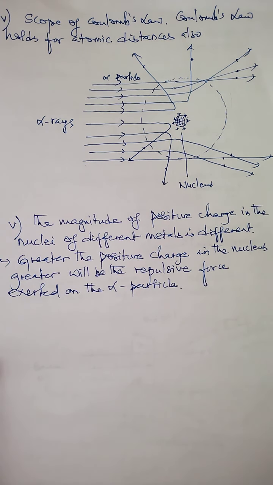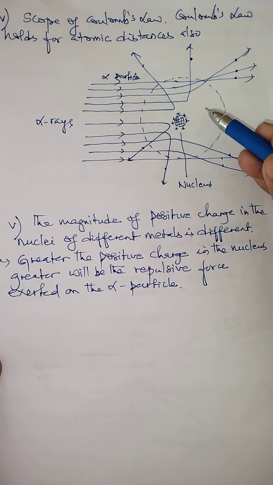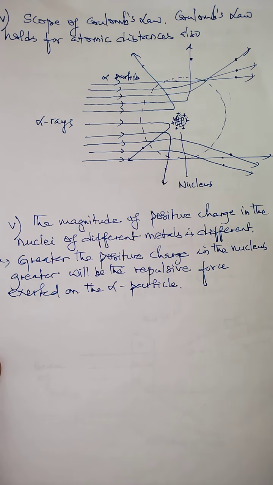Now in the fifth and last experimental observation made by Ernest Rutherford, Rutherford acquired knowledge of the positive charge in the nuclei of the atoms of different metals. Meaning he performed the experiment not only with the atoms of gold foil, he performed the experiment with the atoms of other metals which can be drawn into thin sheets.